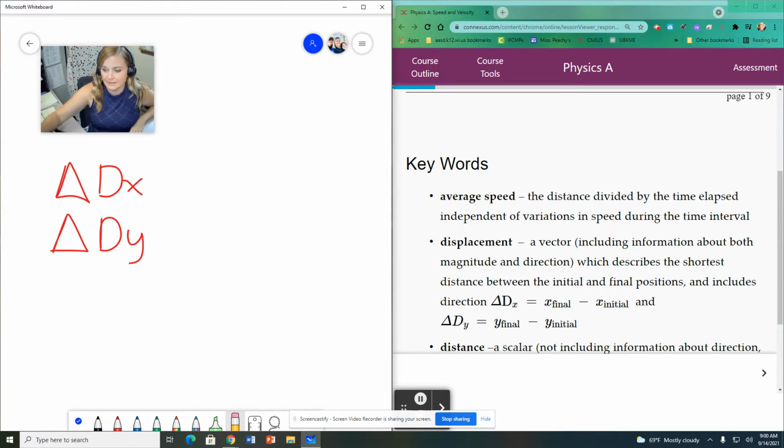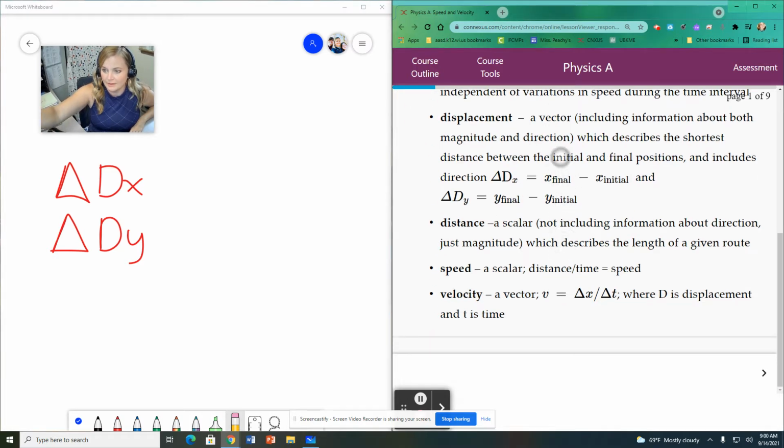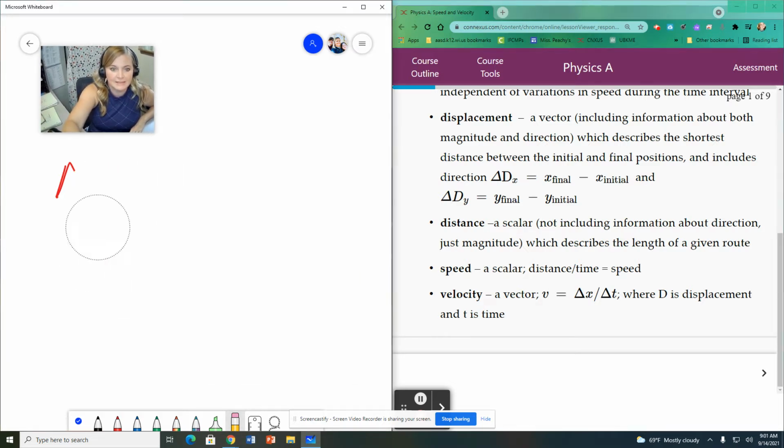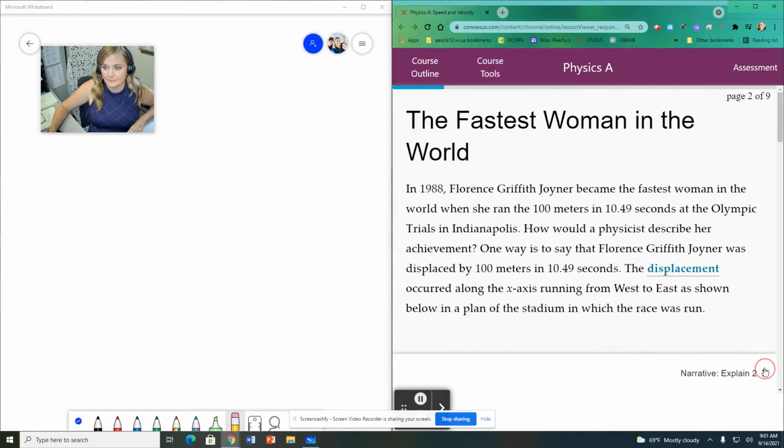All right. So a couple of definitions: speed versus velocity. So speed is scalar and velocity is a vector, right? So speed is just a magnitude and velocity indicates direction of motion as well. So with velocity, we're looking at displacement, and with speed, we're just looking at distance because distance is that scalar.